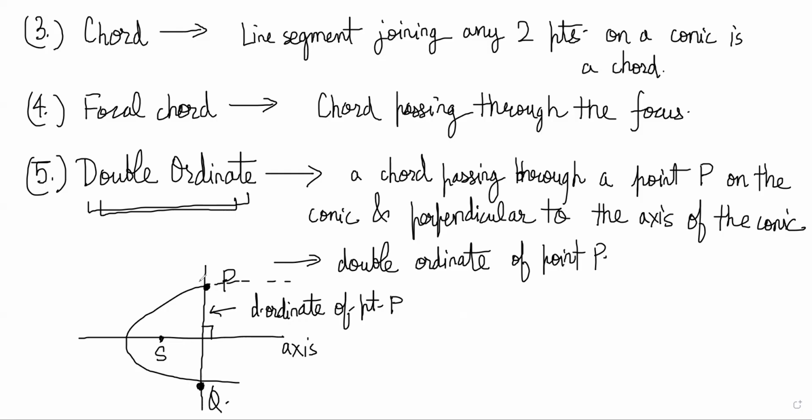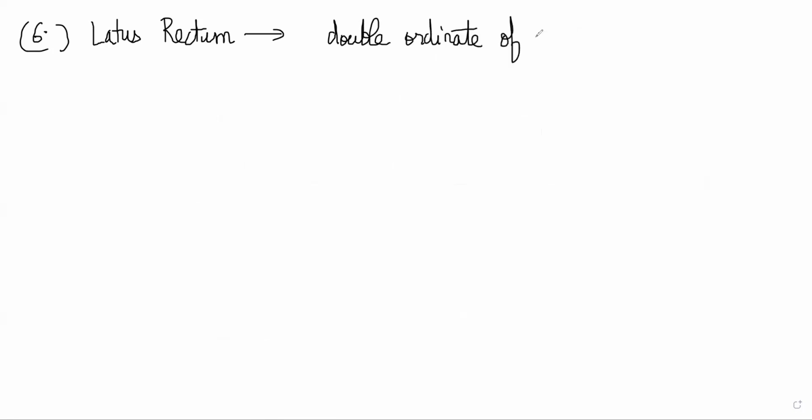So in general, double ordinate can be through any point of the conic, right? And we have one special double ordinate that is known as the latus rectum. So what is the latus rectum? It is the double ordinate of a conic passing through the focus. Double ordinate of a conic that passes through the focus.